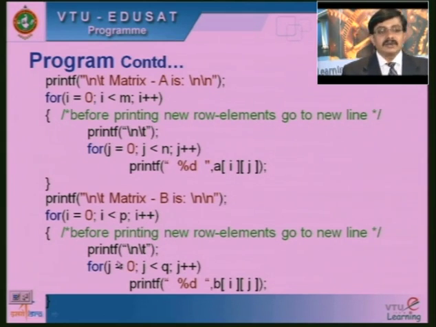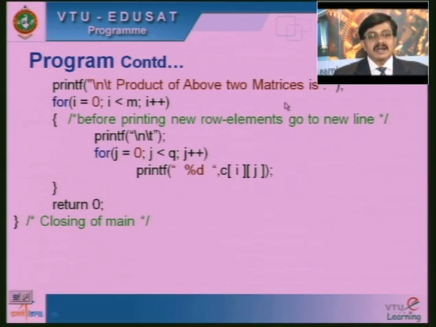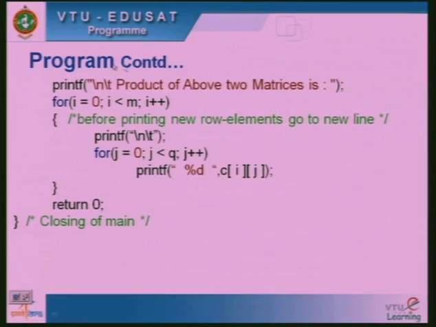Then after this, you have to print the elements of matrix C. Printing of matrix C is also in a similar fashion. Here you have to display a printf message, product of above two matrices C. Since in the above statements you have printed the elements of matrix A and matrix B, here you display a message like the product of above two matrices C, and then you print the elements of the matrix C. What is the order of the matrix C, that is the product to be considered here?